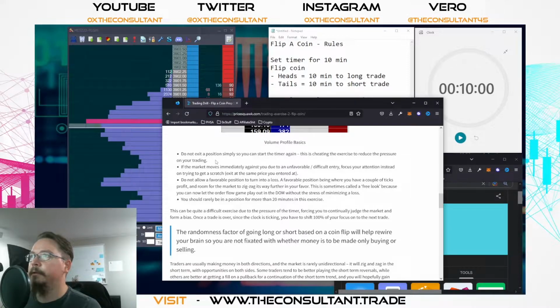Important rule here: do not exit a position simply so you can start the timer again. That's pretty important. It's considered cheating. We don't do that. We all know there's no cheating in trading. The only cheating that there really is, is trading. Don't do that either. That'll get you in trouble.